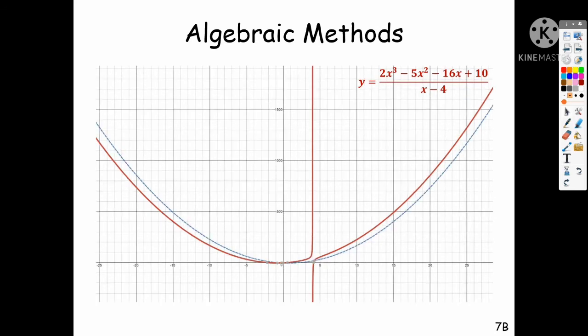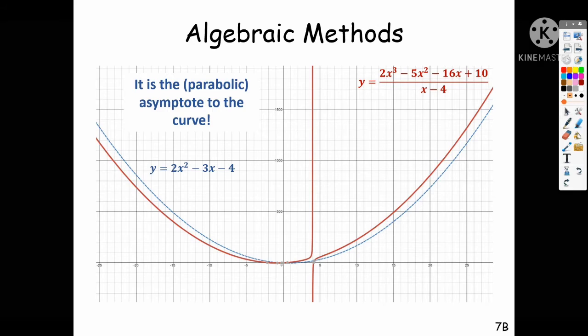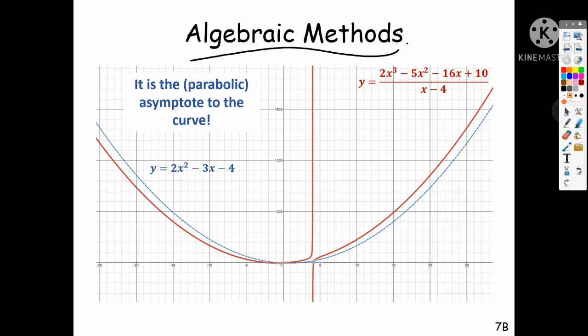And you might be thinking, again, what is going on here? It is the parabolic asymptote to the curve. If you don't know what these words mean, then you need to be finding these out, and you need to be covering the content before you watch this, okay? Remember, the topic is algebraic methods. So this is topic 7 for EdExcel.